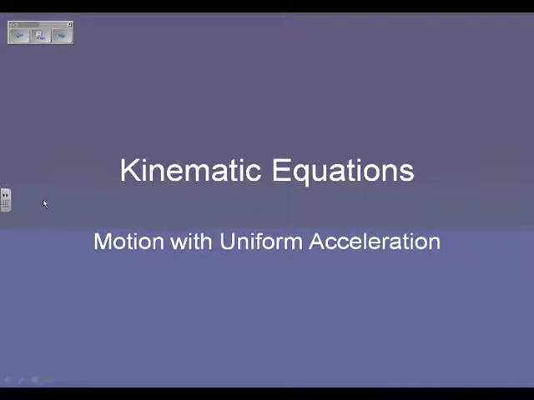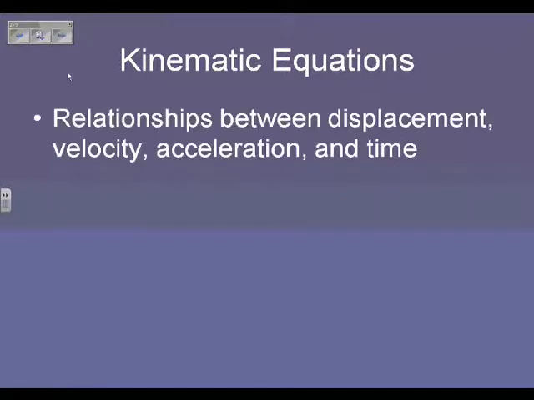The next section we get into deals with kinematic equations, and like the subtitle says there, motion with uniform acceleration. In the last unit, we talked about describing motion, and three things that we want to know about the motion: where it is, what it's doing, what it's going to be doing in the future. We learned that the answers to those questions are displacement or position, depending on if you're talking about now or over a period of time, velocity, and acceleration. Kinematic equations deal with those topics. They are relationships between displacement, velocity, acceleration, and time.